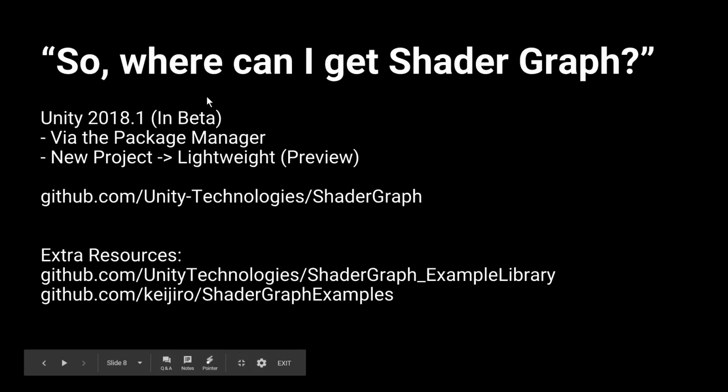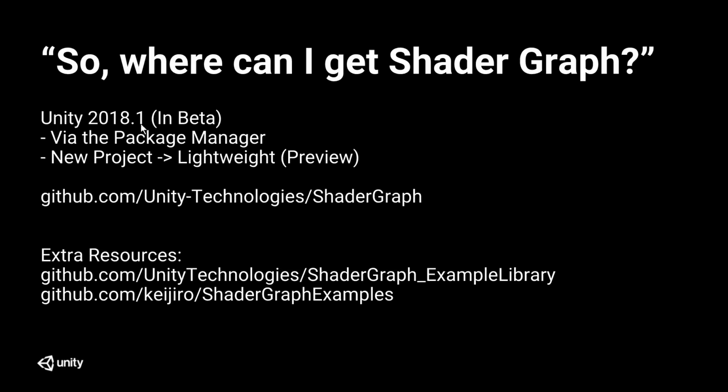I'll answer this question which everyone is probably now asking, which is where can I get it? It's Unity 2018.1 in beta. You can get it via the package manager, which is that render-pipelines.lightweight package. Or if you create a brand new project and select the lightweight preview, it includes the shadergraph package directly in your project. The shadergraph code is also on GitHub via this link, so you can get it and have a look at the code that's used to create the nodes and the windows and various interfaces in the editor.